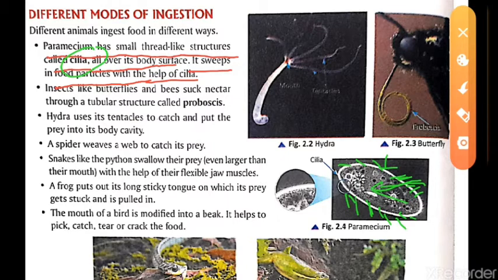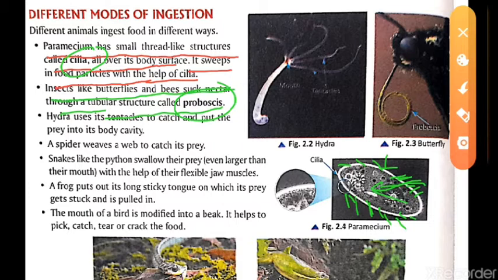Now the next one: insects like butterflies and bees suck nectar through a tubular structure called proboscis. So here comes a multicellular insect, the example taken is the butterfly. We have seen bees and butterflies suck their food, the nectar from flowers, through a special sucker called the proboscis. That means their mouth is differentiated into a proboscis, to suck something.